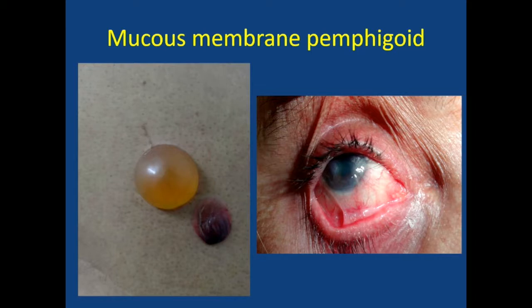This was a patient of mucous membrane pemphigoid. Ophthalmologists do commonly come across ocular cicatricial pemphigoid, and in chronic stages it can mimic SJS-TEN. So they have tense blisters. Again, you don't see peeling of skin or purpuric macules or target-like lesions. There is conjunctival scarring. Features of cicatrization are there, but acute involvement is generally not present.